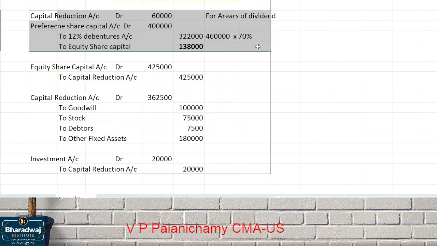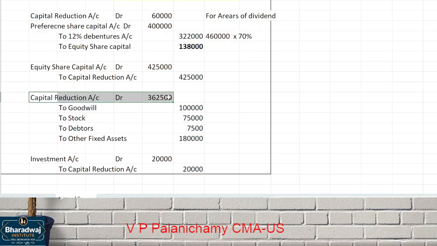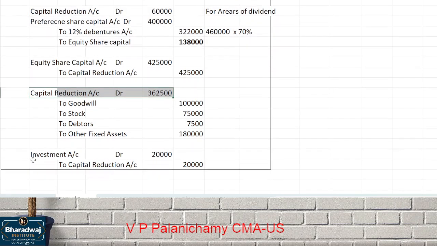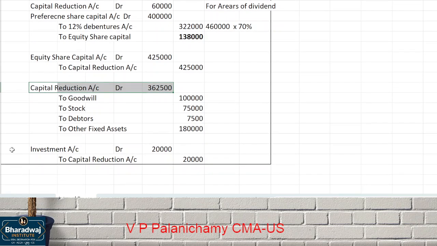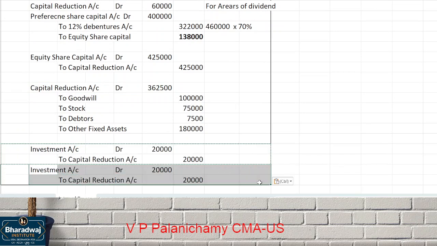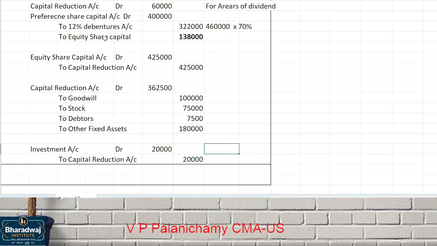So, is there any balance in capital reduction? Check it. Just don't prepare the account, use the debit-credit method and let's check it. 4,25,000 credit plus 20,000 credit minus 3,62,500 minus 60,000 gives 22,500. You can transfer this to which account?